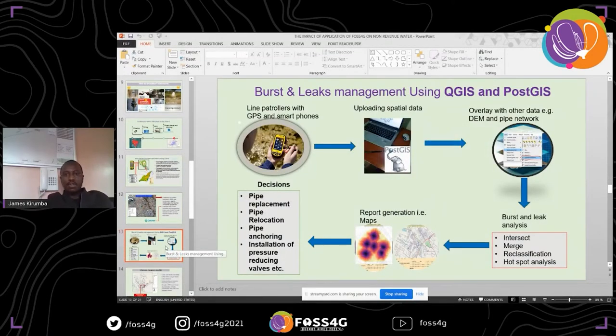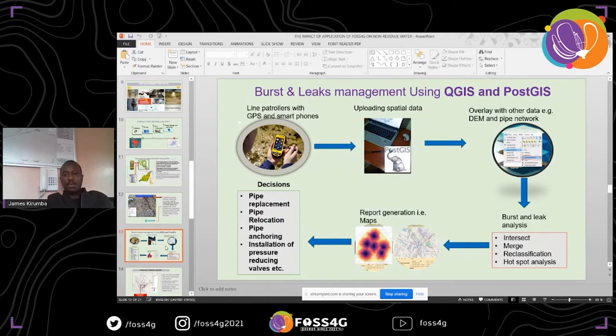Burst and leaks management using QGIS and PostGIS. This is for non-revenue water management. We have line patrollers who always use the GPS as well as the smartphones. Their work is to walk along the main lines. As they see a burst or a leak, they take the coordinates of the map, then they upload to our servers. And from there, as a GIS analyst, I overlay those leaks and bursts with the pipe network, digital elevation model, as well as a Google satellite image, so that we can see where these bursts are concentrated.